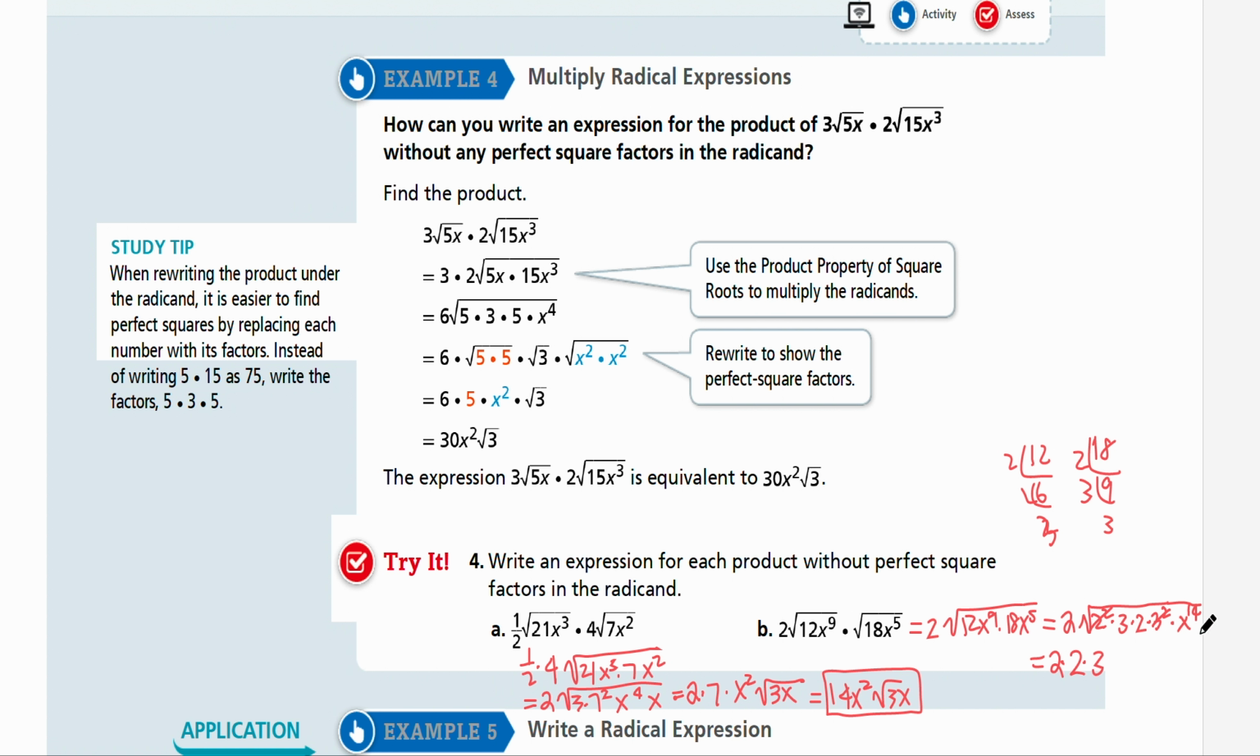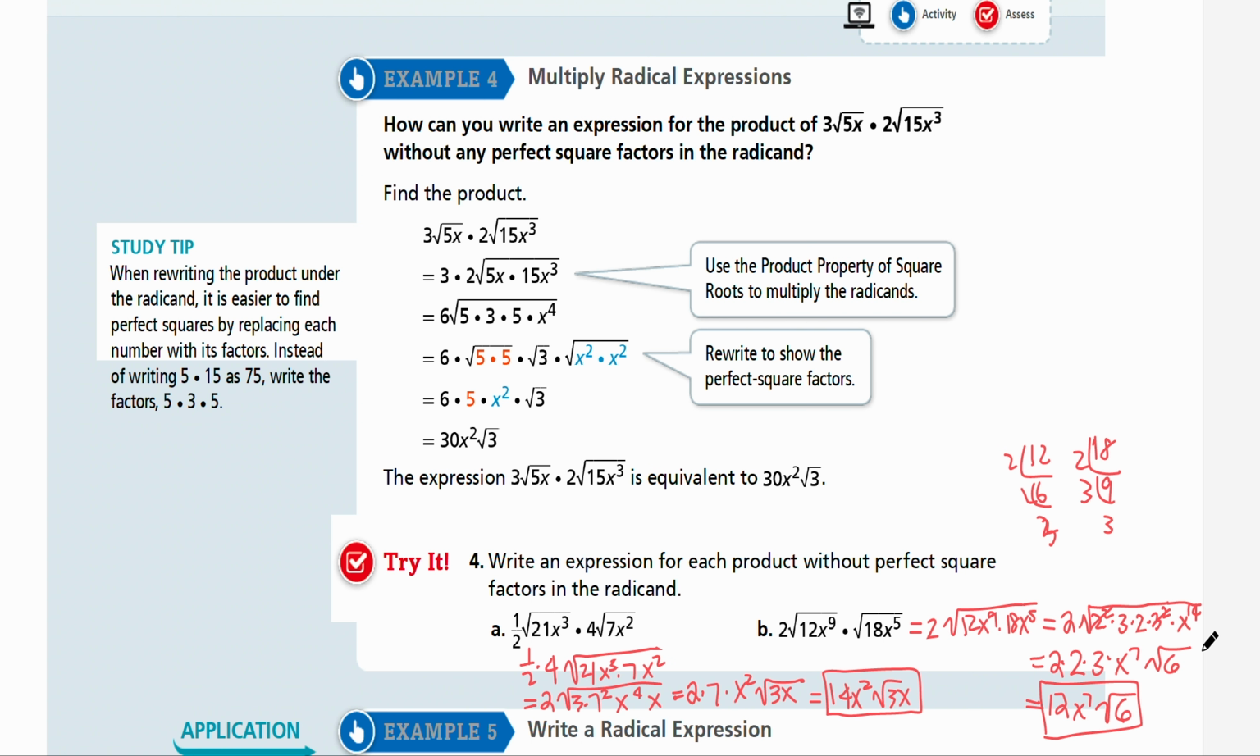And then wait, x to the power of 14, how many 2's are there? So 14 divided by 2 is 7. So we have x to the power of 7, right? And then root 3 times 2 would be 6. Okay, and then simplify everything. That would be 2 times 2, 4 times 3, 12. x to the 7th power, root 6. There we go. Okay. Good.